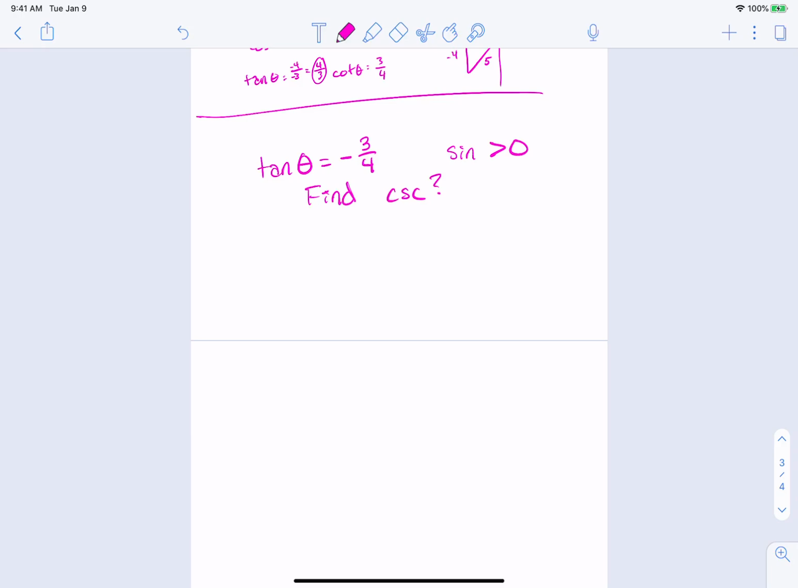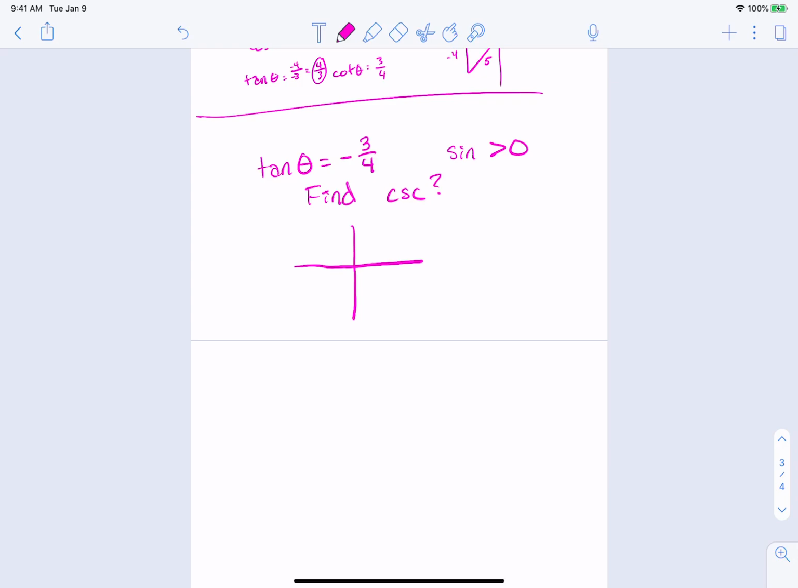So cosecant would be the reciprocal of sine. So you have to draw your triangle. What quadrant are we in? It's not the same triangle. We're in quadrant 2. The information up there tells you what quadrant you're in.